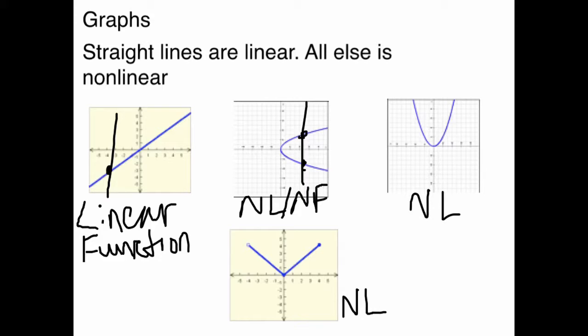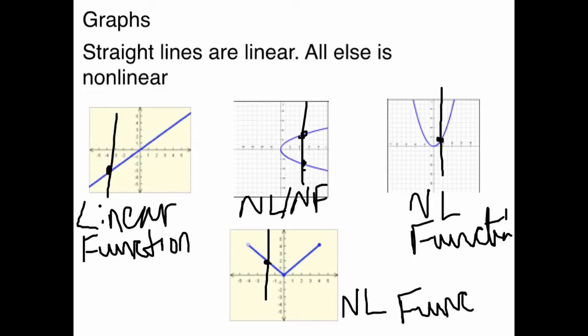Now, our straight up and down parabola, I already know that it's nonlinear because it's in the form of a parabola. It's not a straight line. If I draw my vertical line through it, I see that it only hits it once, which means this is a nonlinear function. Now, let's look at our V-shaped graph here. I know it's nonlinear because it is not a straight line, but I know that it is a function because if I draw my vertical line through it, it only hits the graph once, which again means that this is a nonlinear function.